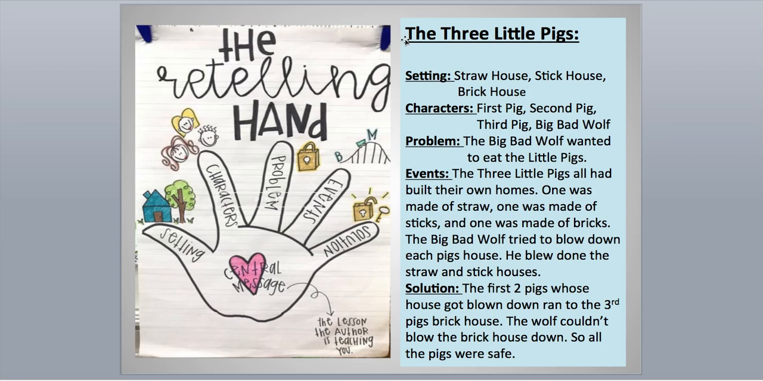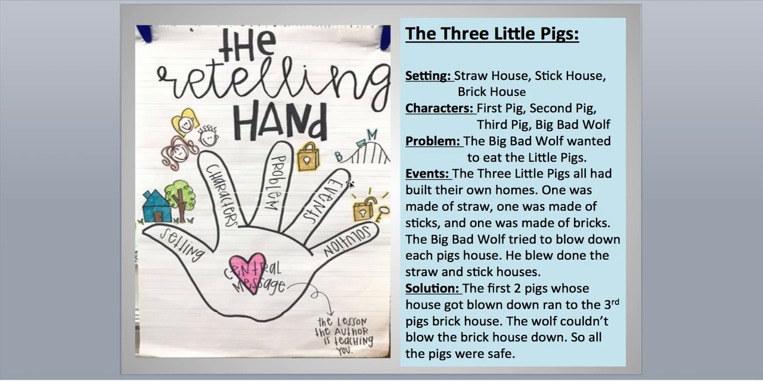So I'm going to retell to you a story that I know all of us are real familiar with, and that is the Three Little Pigs. So the first thing I'm going to retell is the setting. The setting in this story is there's a straw house, a stick house, and a brick house. The characters in this story are the first pig, second pig, third pig, and the big bad wolf. Now the problem in this story is the big bad wolf wanted to eat the little pigs.